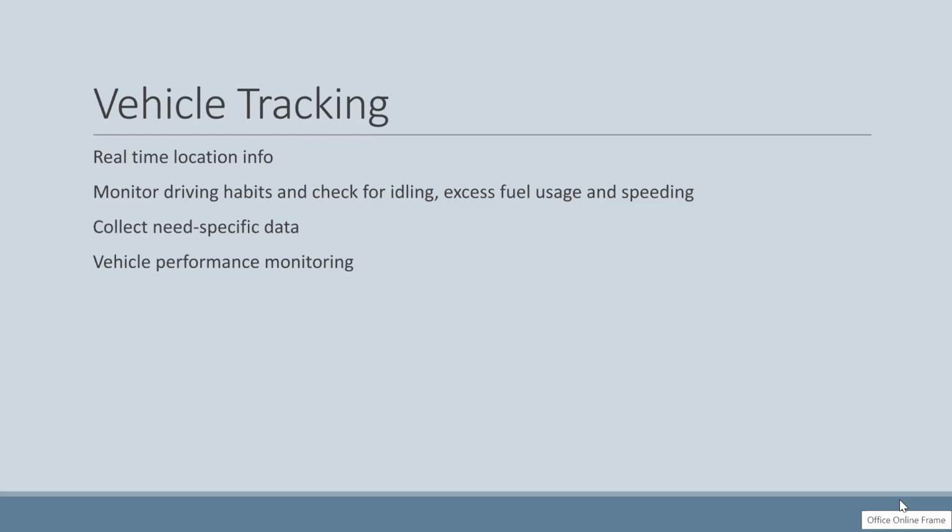For vehicle tracking, it has real-time location information, which is a big positive for the employees as well as for the customers that are waiting for the packages, so that they can know when they're going to be there, how close they are, or have some kind of plan for that. It also is able to monitor your driving habits and check for idling, excess fuel usage and speeding, just to make sure that the driver is following his routes correctly, being as efficient as possible, and thus saving the company money.